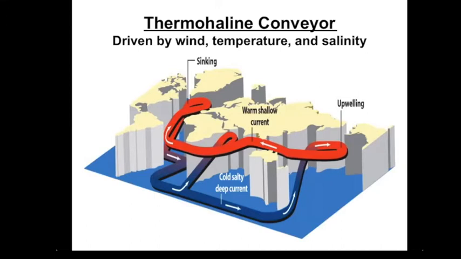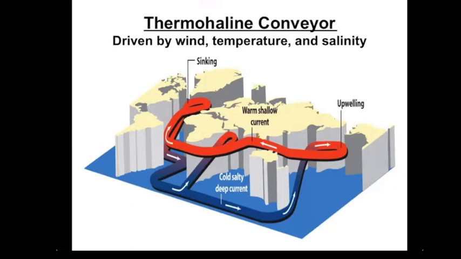So a drop of water hypothetically could make it from one point all the way around this conveyor belt and end up back where it started. The currents are driven by wind that moves across the surface of the ocean. That's actually going to be the most important factor we look at today. They're driven by temperature. And this is important because it causes what we call upwelling.